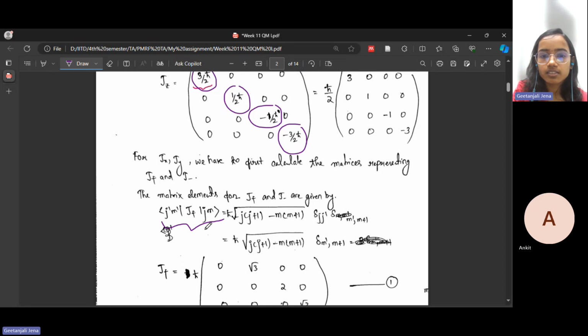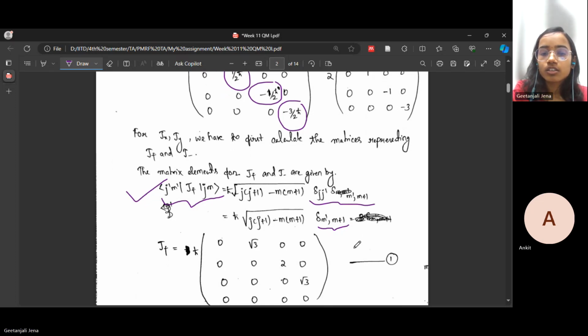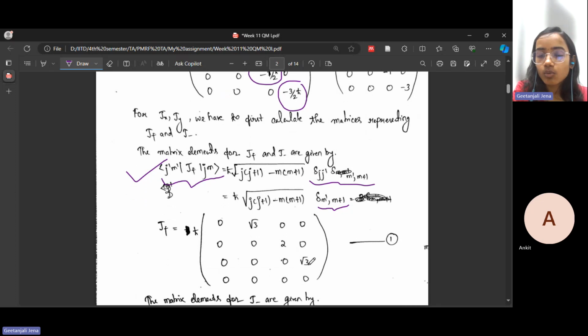For J plus, it is like this. It is H cut root over of J into J plus 1 minus M into M plus 1. And there is a Kronecker delta term here. And J and J prime are same. So that means this will be all depends on the value of M prime and M plus 1. So instead of M and M prime, here we have for J plus operator, you have M prime and M plus 1.